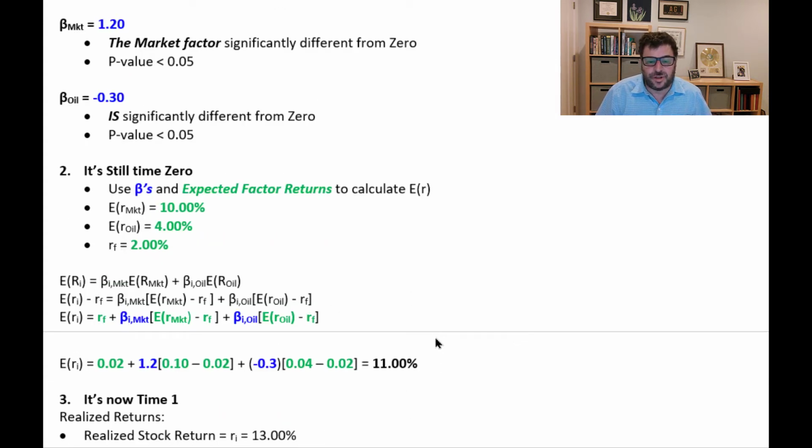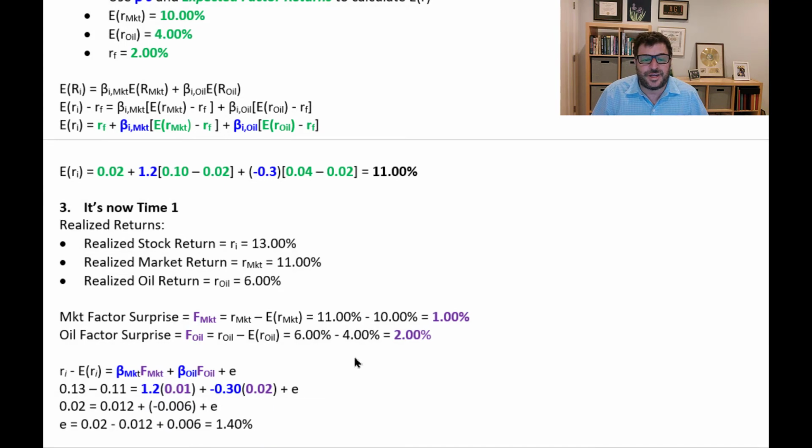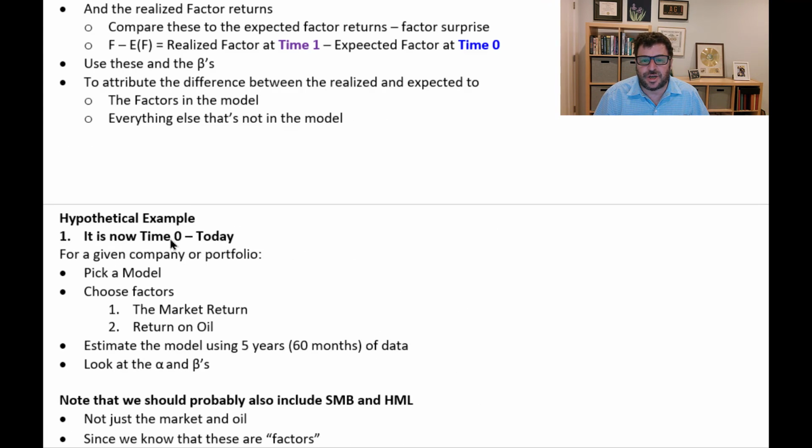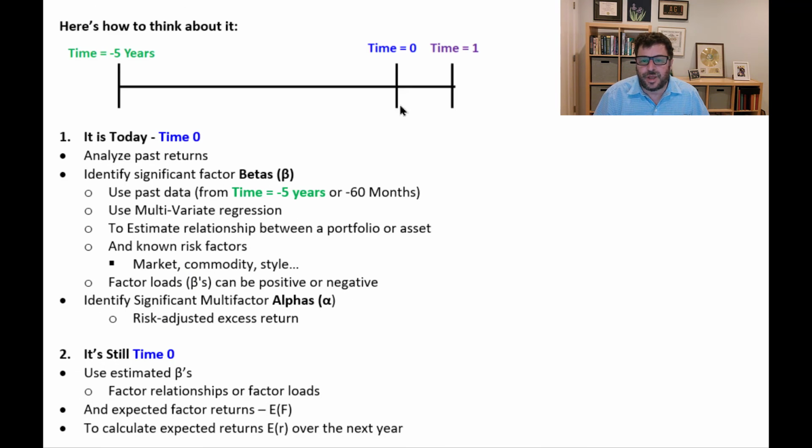And so given the expected return of the market minus the risk-free, and the beta of the market, and the return of oil minus the risk-free, and the beta of oil plus the risk-free, I would conclude that this stock has an expected return of 11%. Okay, the third thing, it's now time 1, and so time has passed. So I was at time 0, and I calculated my betas over this time period. Still time 0, I calculated my expectation over the next year.